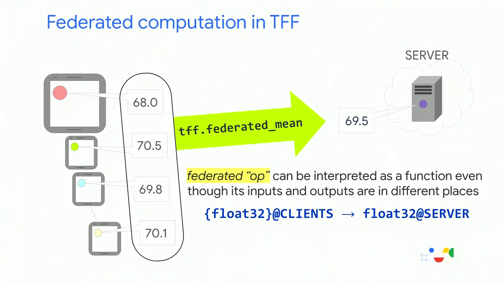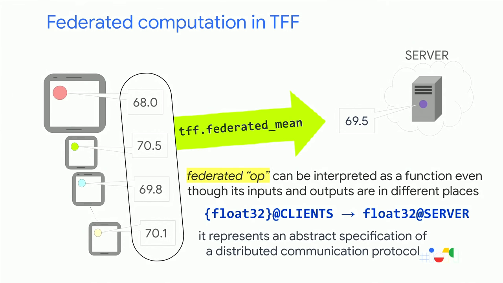This is a federated operator that you can think of as a function, even though its inputs and its outputs live in different places. A federated op represents an abstract specification of a distributed communication protocol. So TFF provides a library of these federated operators that represent the common building blocks of federated protocols.